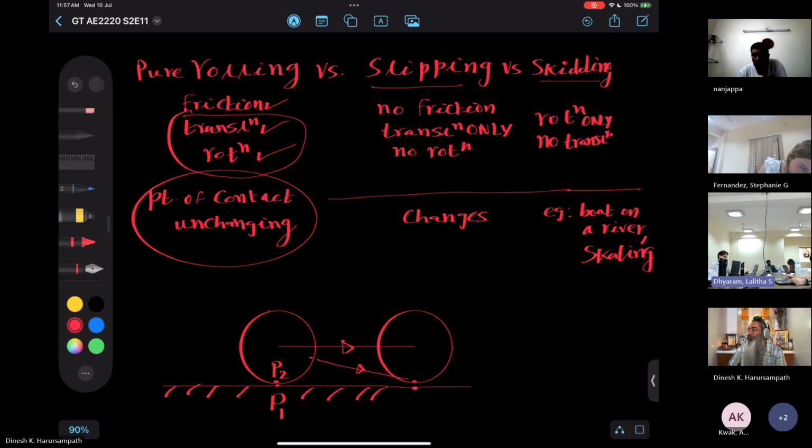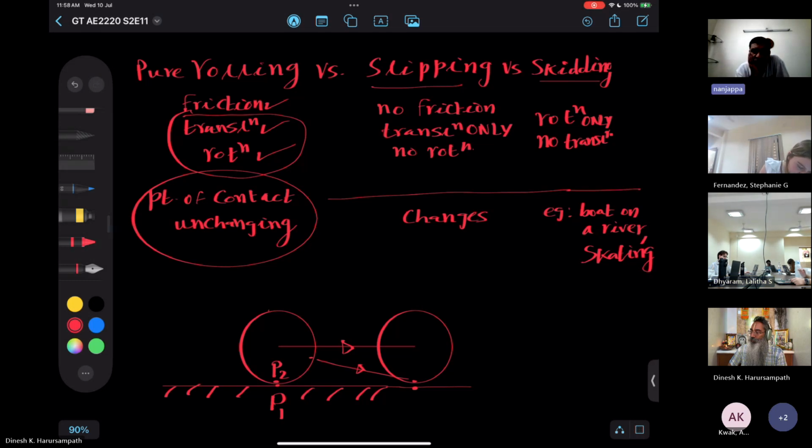And I wanted to throw in a more intuitive example for skidding. What I think of is a car on a muddy road. If you're stuck somewhere, you'll rev the engine and the tire rotates, but you have no translational motion because you're stuck there. So that's what I think of when I think of skidding.